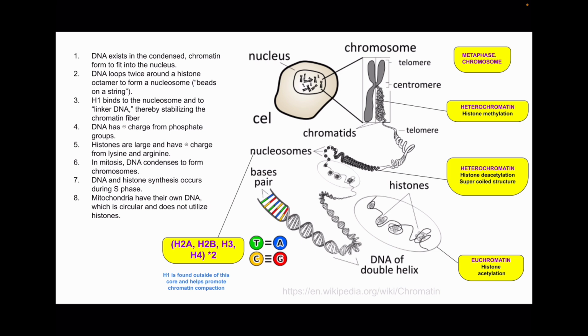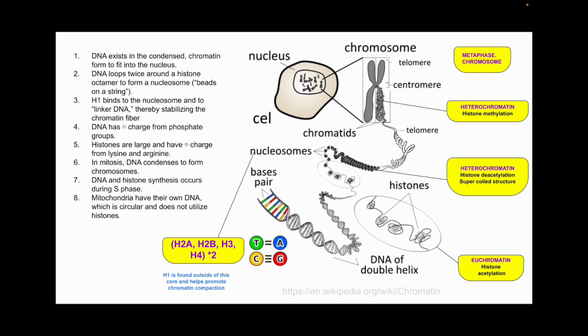Okay, so H1 binds to the nucleosome and to linker DNA. So you know that H1 is binding to this nucleosome as well as to the linker DNA, thereby stabilizing the chromatin fiber. DNA has a negative charge from phosphate groups. And histones are large. Don't forget that. Even in the image I showed you, those blue balloons look quite large compared to the DNA.